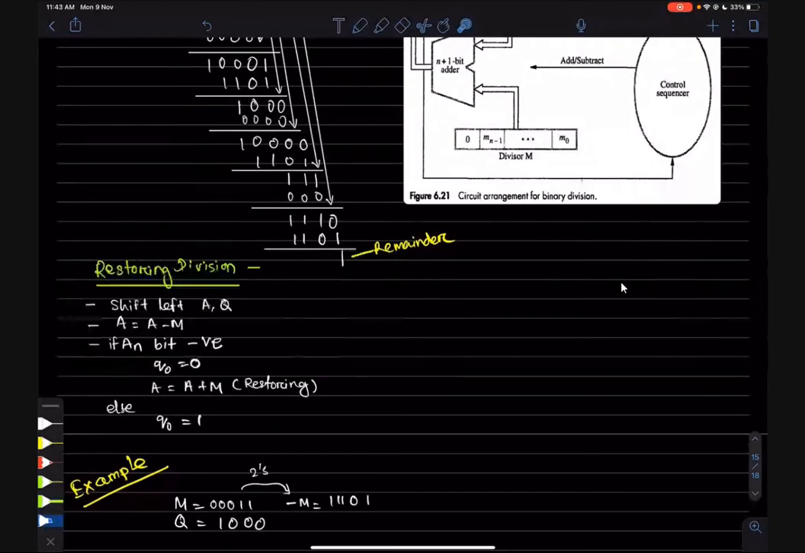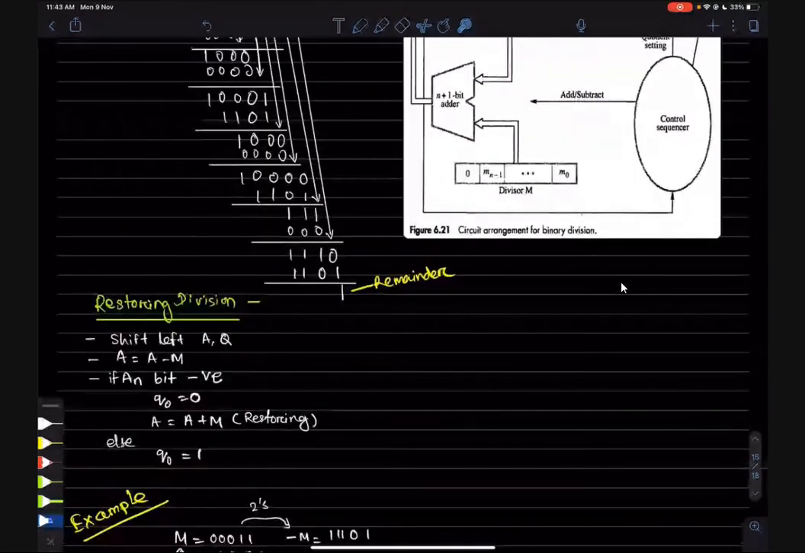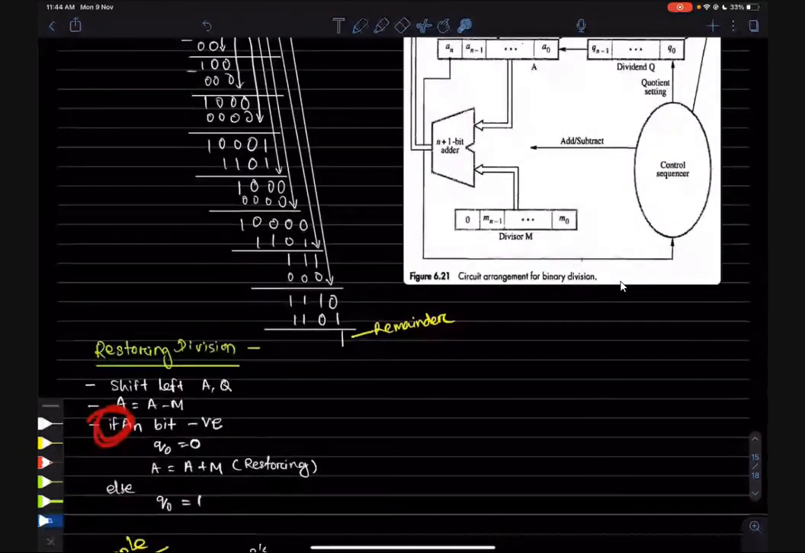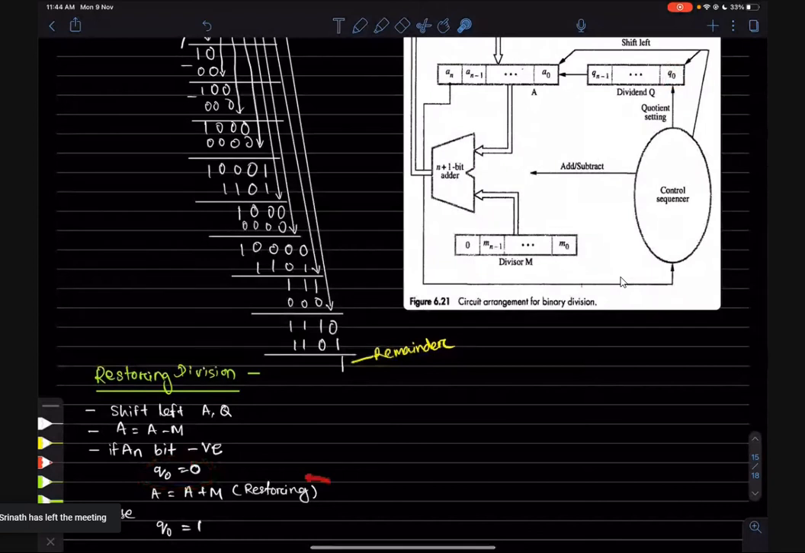We will start with the normal algorithm. You have to shift left, then do the minus operation. Whenever you shift left, one more thing to remember: what will happen to this bit? This bit will go here, and this bit will be blank, so what value is written here will be decided by this if condition. If the A bit is negative, then we put q0 equal to 0 and we have to restore it.